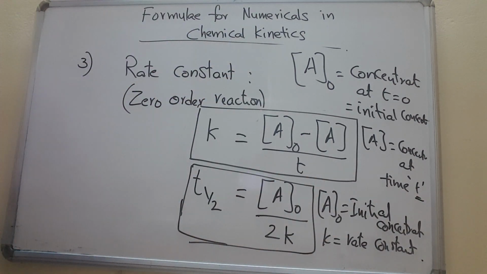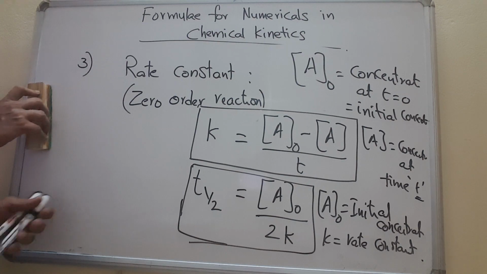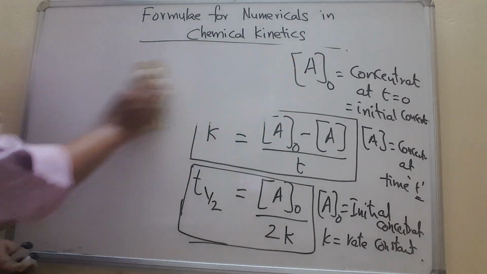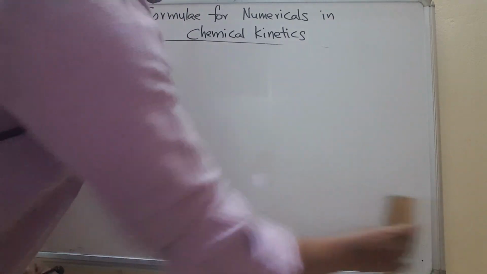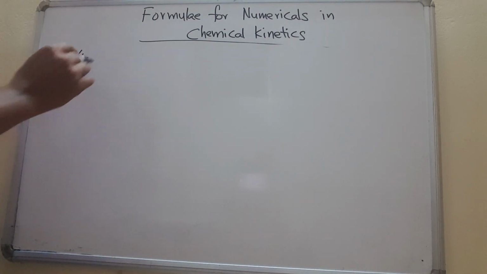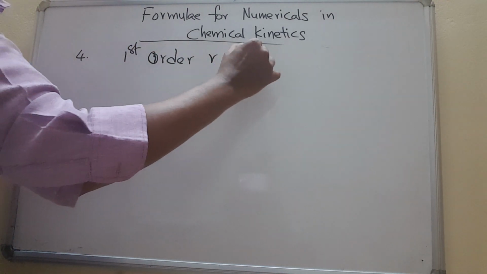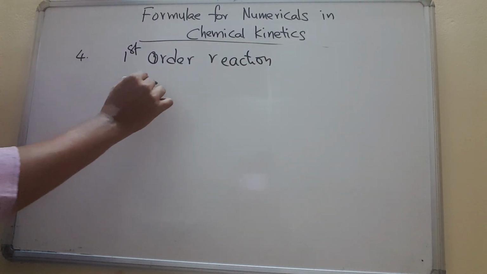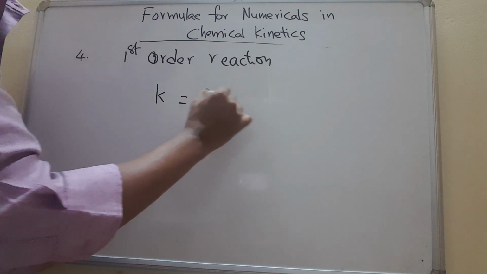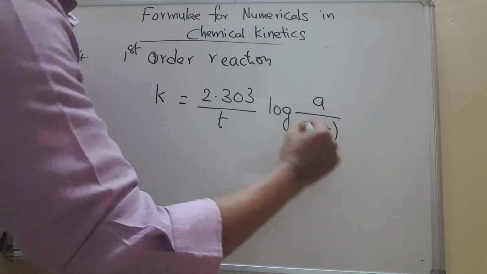Okay, so that is another formula, and it is a very important one. Similarly, we can calculate the rate constant for a first order reaction. So how can you calculate the rate constant for the first order reaction? It is very important, usually in most of the numericals it depends upon the first order rate constant. So for a first order reaction, the rate constant K is equal to 2.303 by t log a by a minus x.